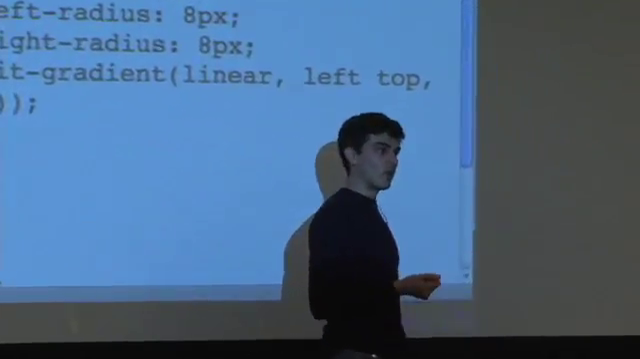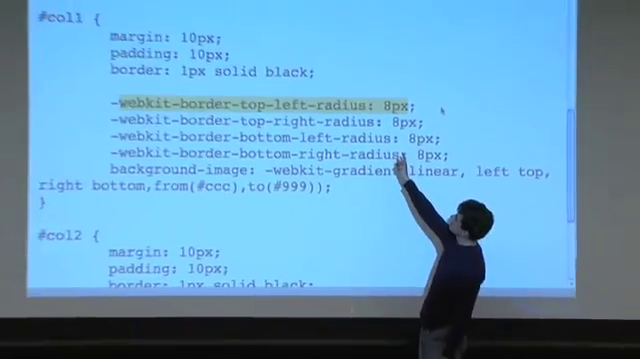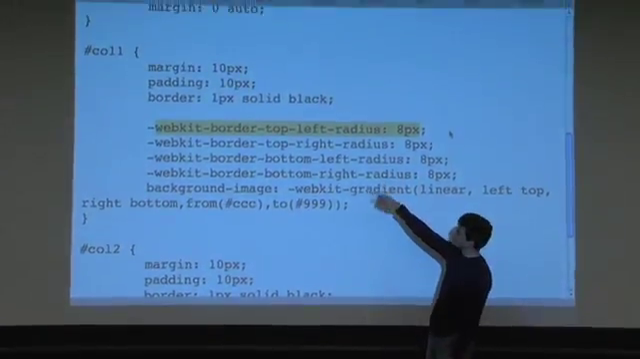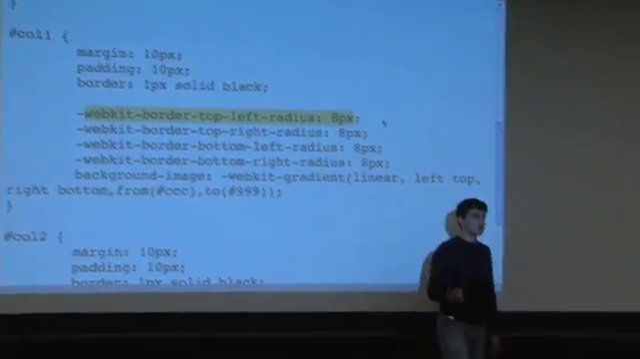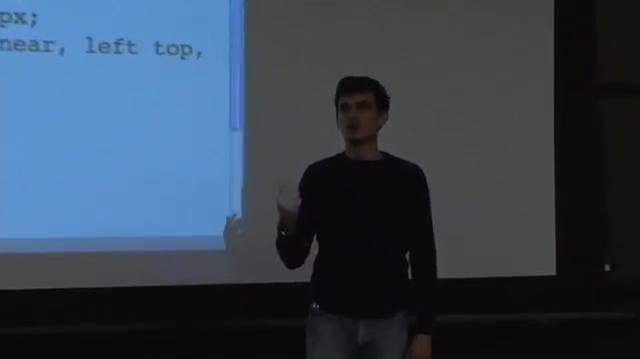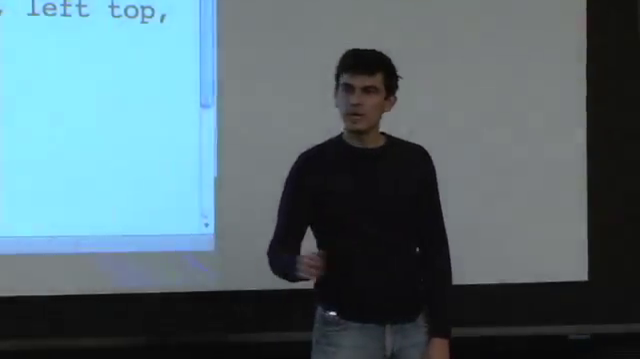And if you really want to go all out and support all of them, you have to do -webkit-border-top-left-radius, and then -moz-border-top-left-radius, -o-border-top-left-radius, and so on. You basically have to have the same rule three or four times. That is a huge pain, but that is unfortunately the current state of affairs, except that you might be able to get away with it with another library.